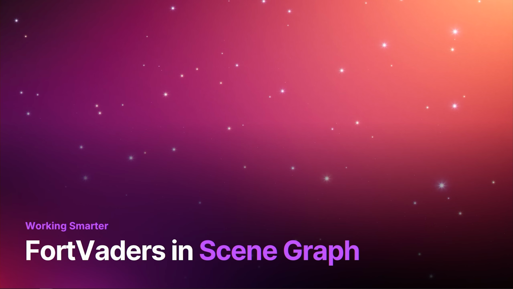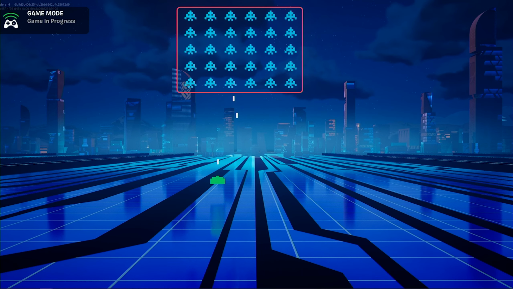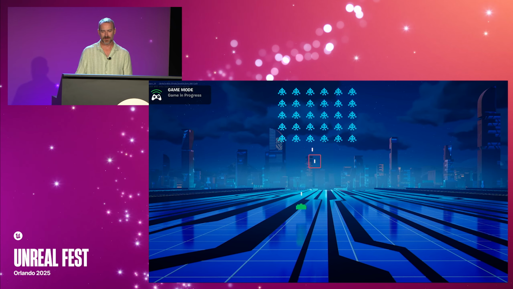So let's think about how we could do this in Scene Graph. Can we make it easier? Can we make it more extendable? Can we just make it quicker, less code? How can we do it? So first we need a way to spawn all of our invaders. And then we need to set up our invaders so they have collision detection. We can have a player ship now, and we can have that player ship fire missiles.